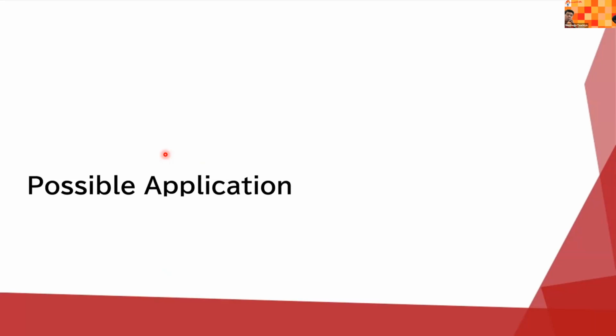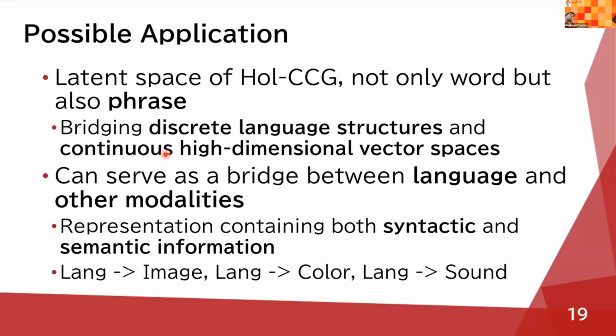Finally, I want to look at the possible applications. The holographic CCG latent space is composed of not only word-level but also phrase-level syntactic representation. This is one of the characteristics of HoloCCG. And this HoloCCG can bridge discrete language structure, syntactic trees, and a continuous high-dimensional vector space. And it can also serve as a bridge between language and other modalities through its distributed representation.